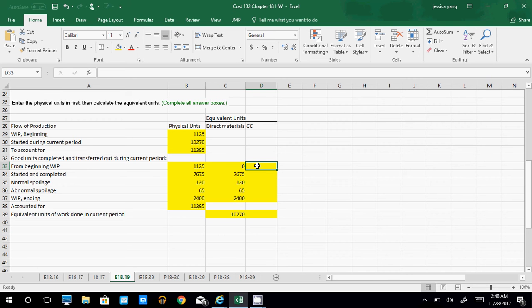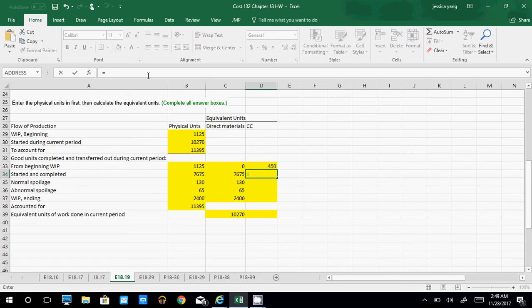Moving on to the equivalent units for conversion costs, we take the 1,125 units in the physical units from the beginning work in process and multiply that by 100% subtracted by 60%, which gives us a total of 450 units in the equivalent units for conversion costs.